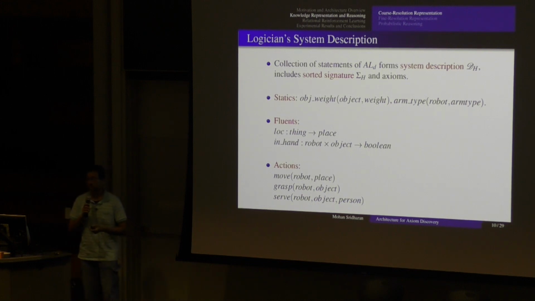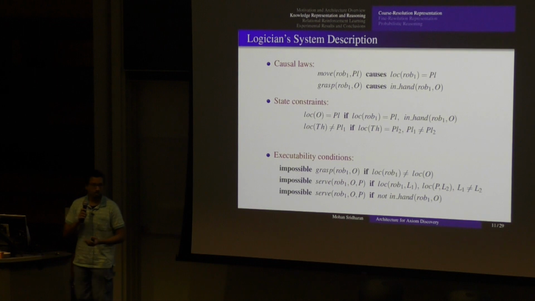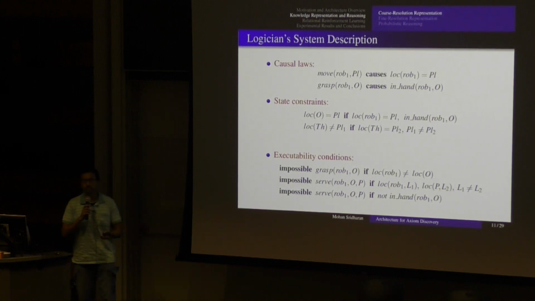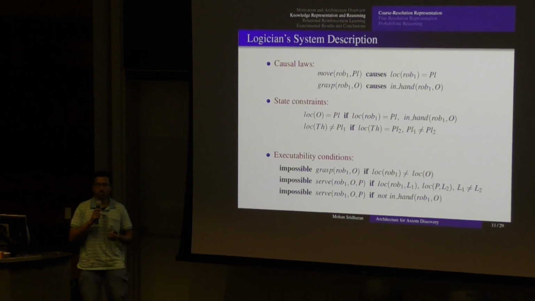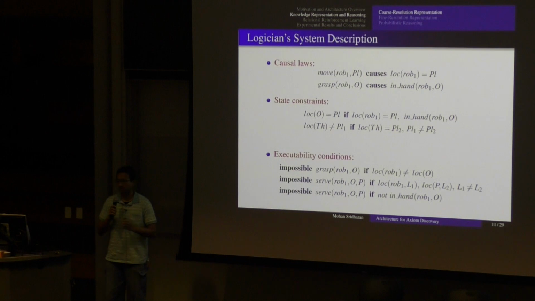And let us assume that the following are given to it in advance, right? Things of the form, say, causal laws, which say that the robot moving to a particular place causes the location of the robot to become that place. Or let's take an executability condition, where the first one says that if the robot and the object are in different locations, the robot cannot go about grasping the object. Right? Okay, so this is a very basic description.